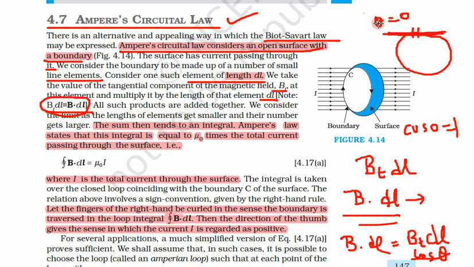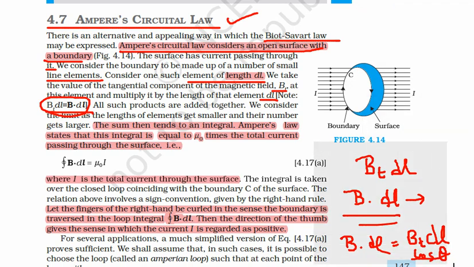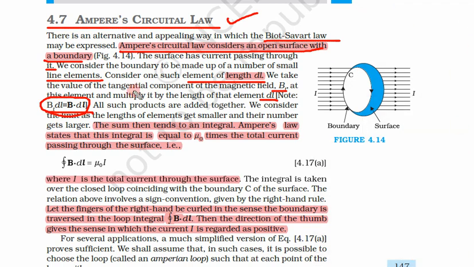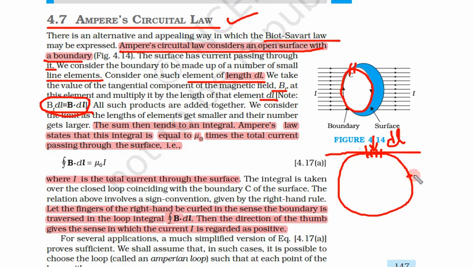Listen to this once again, because it is very important to understand this point. So what they did: this is the boundary, and this boundary is made up of very small elements. Let me take this circle, and this circle is made up of many small elements. Each element is dl. Now we take a tangential component on this one dl. So every dl has one tangential component.